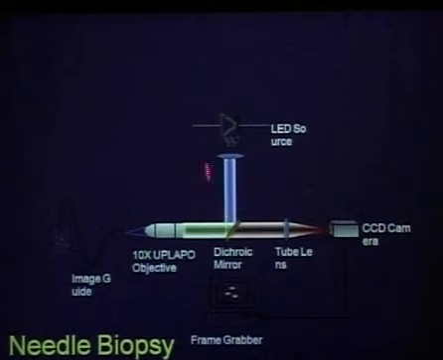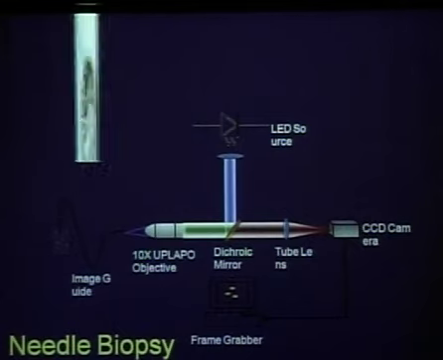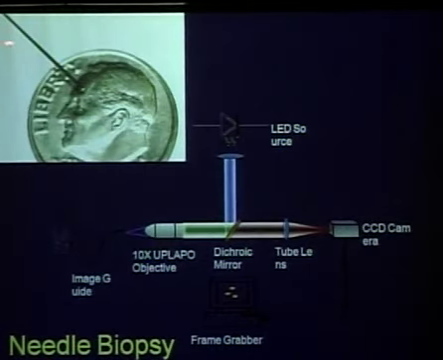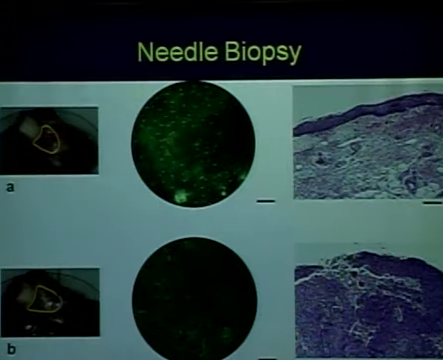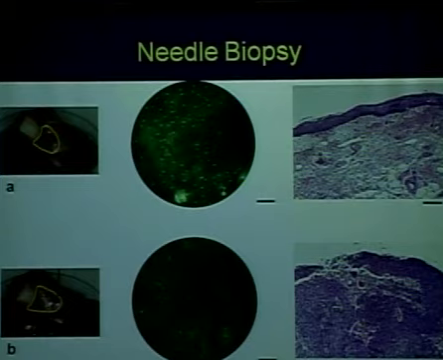You have your LED light source, a dichroic mirror, and then a tube lens which focuses your image onto a CCD camera. Here's the fiber bundle that we're using. It has an outer diameter of 900 microns, and we're able to achieve a spatial resolution between 3 and 4 microns with this device. And we've been testing this device in fluorescence mode using a contrast agent called acriflavine.